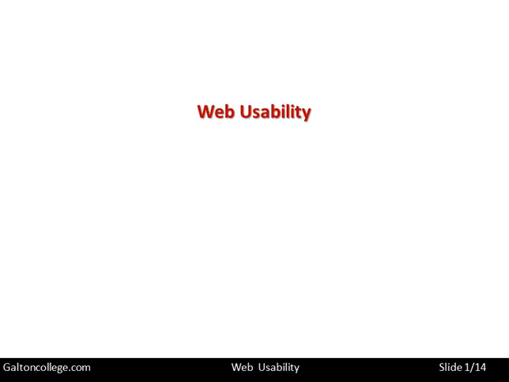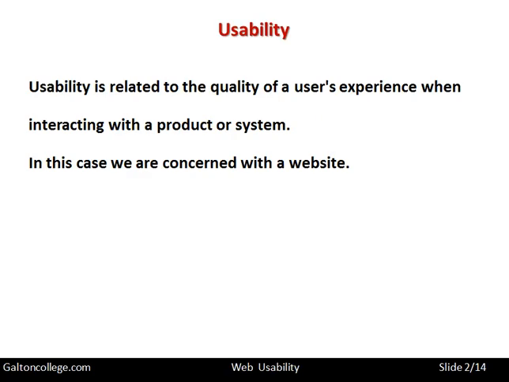This class will look at some issues associated with web usability. Now, usability is related to the quality of a user's experience when interacting with a product or system. And that's what we mean by usability. It's the quality of the user's experience when interacting with a product or a system. And in this case, we're concerned with a website.